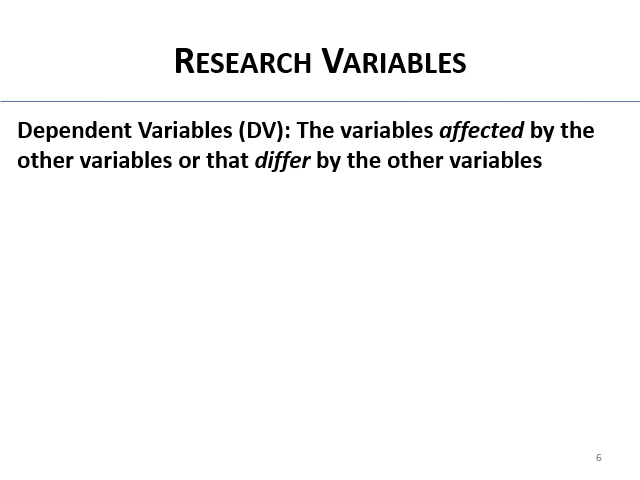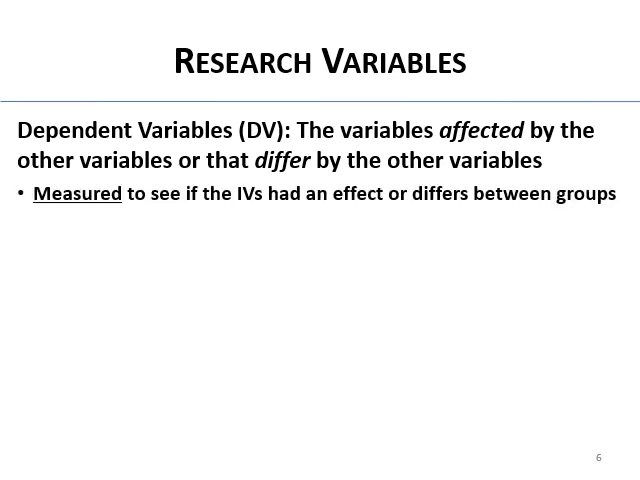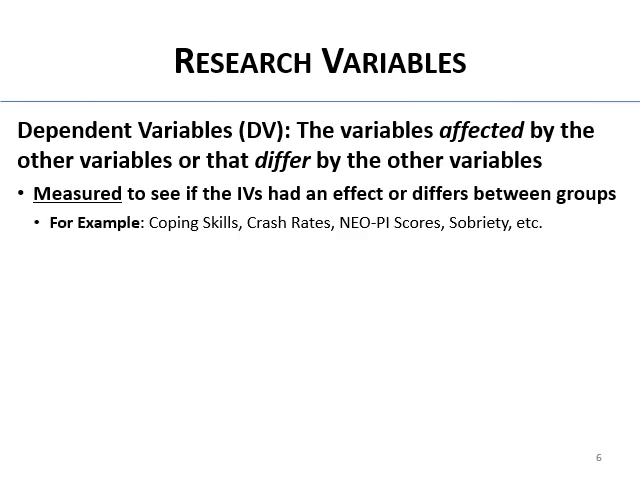Dependent variables are the variables that we measure because we think they're affected by other variables, or we think they differ by other variables. That is, independent variables or quasi-independent variables affect them, or they differ as a function of them. So they're always measured. We're always measuring them to see if the IVs had an effect or they differ between our groups. For example, you might measure someone's coping skills level, or their crash rates, or their scores on the NEO-PI, or whether they're still sober, right? These are all things that you measure because you think they differ as a function of some other variables. These are going to be your DVs in a study.